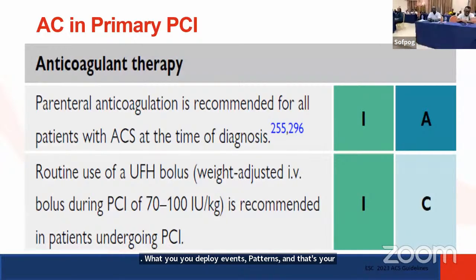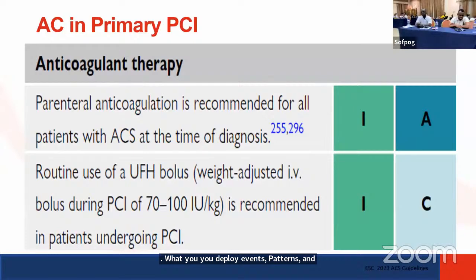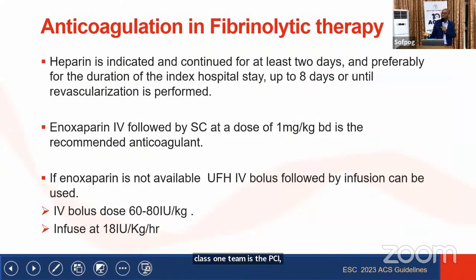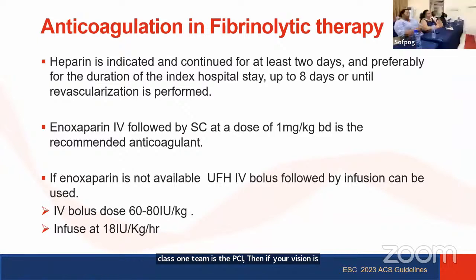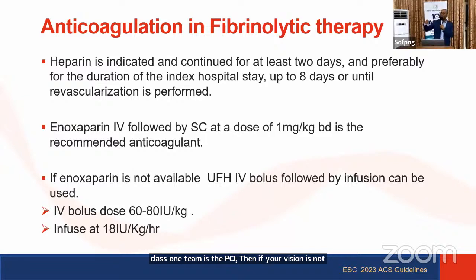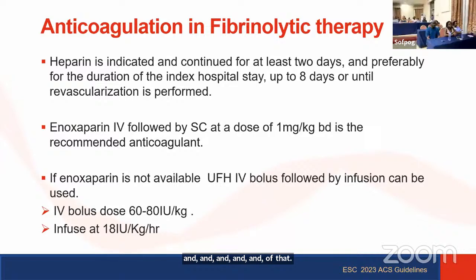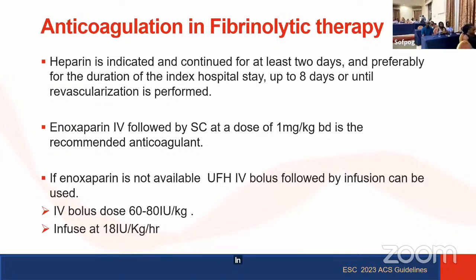It is a class 1A indication that PCI patients need anticoagulation. Then, if your patient is not fortunate and goes for fibrinolytic therapy, you also need anticoagulation. If you give your fibrinolytic, either streptokinase or alteplase, after you have reperfused, you put your patient on either enoxaparin or unfractionated heparin for about three to four days to make sure that the fibrinolytic success is maintained. Otherwise, your patient can re-occlude. It's very important.